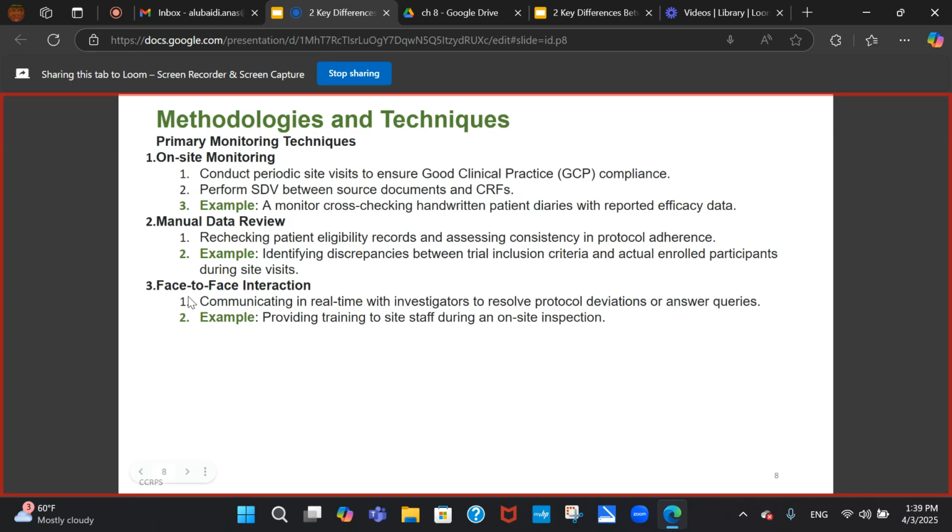Now, face-to-face interaction. When the monitor is physically on-site performing the on-site monitoring visit, that monitor is interacting face-to-face, communicating in real time with investigators, and not only investigators but the site research members as well, to resolve protocol deviations or answer queries.